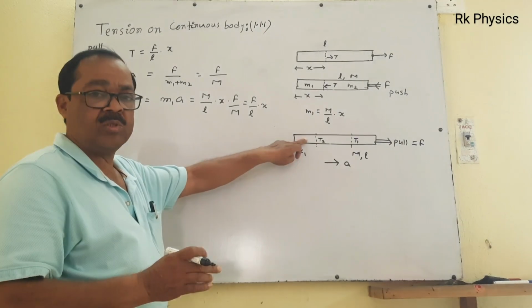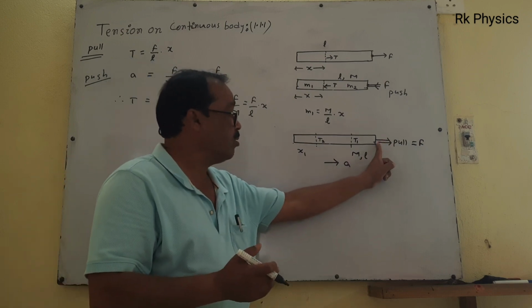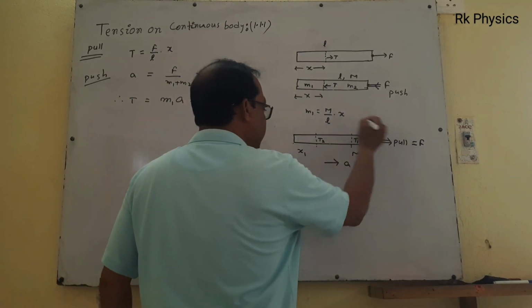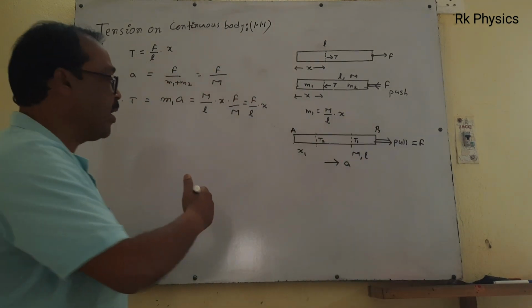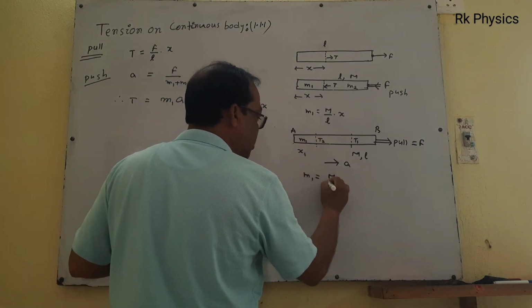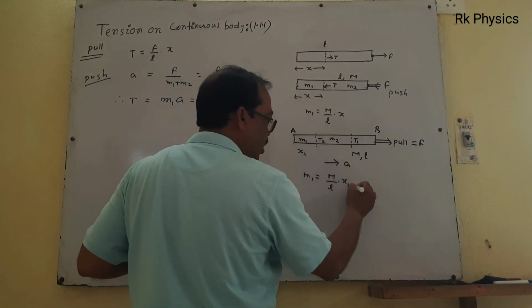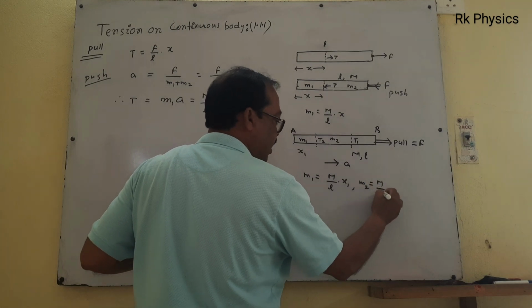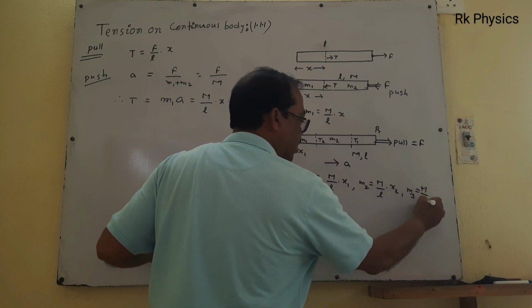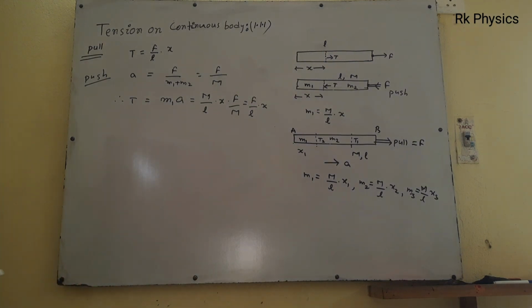then force on the first section. That means you take first the section opposite to the point where the force is applied. If the force is applied at end B, you come to the end A. This section is mass m1. I am writing m1 equal to mass per unit length into x1. Similarly, if this is m2, I am writing m2 is M by L into x2. Similarly, m3 is M by L into x3. That is mass per unit length into length of that section.